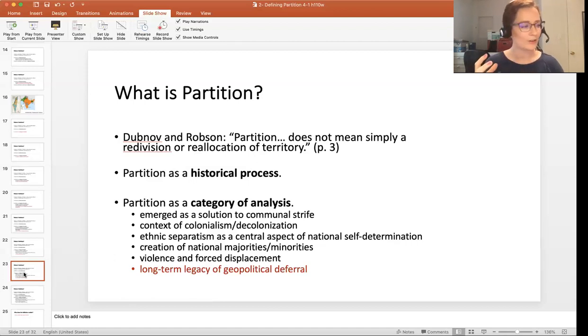And so this geopolitical deferral that Dubnov and Robson are talking about is where states attempt to defer finding long-term solutions to the problem of partition and instead focus their efforts on short-term survival. For instance, states like this might focus on how to provide for refugees living in refugee camps rather than dealing with the right of refugees to return to their homes or not. And so that's what they mean by geopolitical deferral, and it's a really critical piece of what makes partition partition.